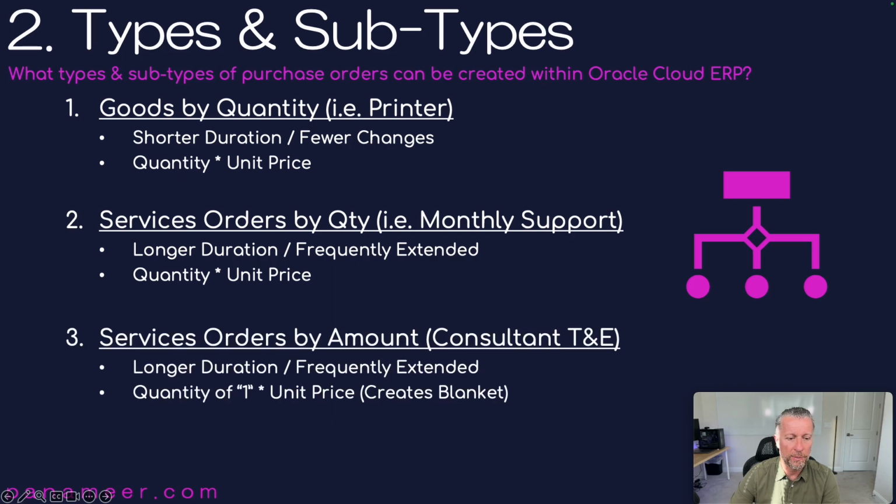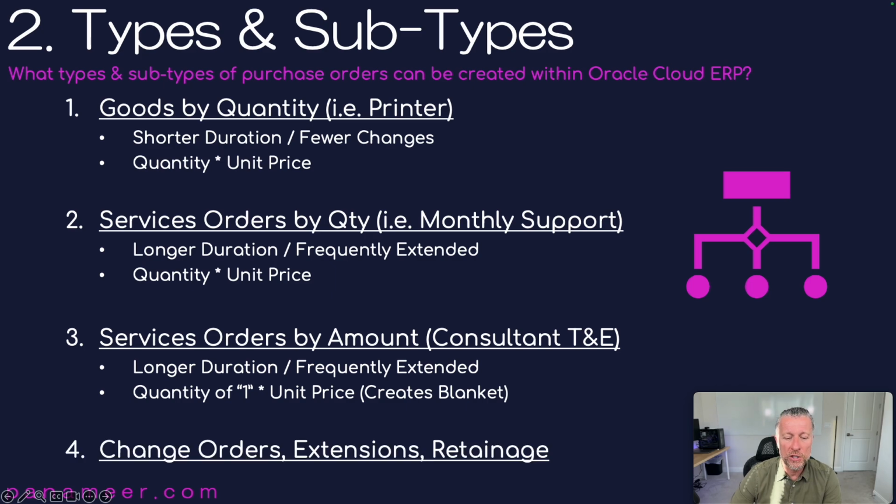Another purchase order type are service orders by amount. So think like a consultant T&E. Again, these are longer duration. They can be drawn down, but I'm usually using dollars as my quantity, if you will, because something like an air flight, I really don't know a way to price that in advance other than to make an estimate and let you draw it down as you use the money, being a consultant.